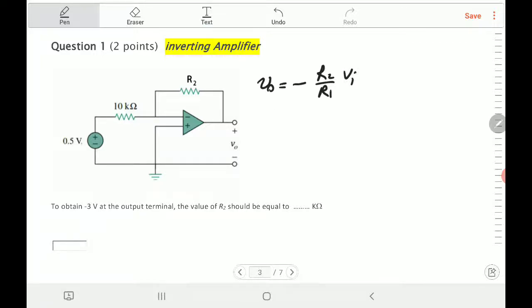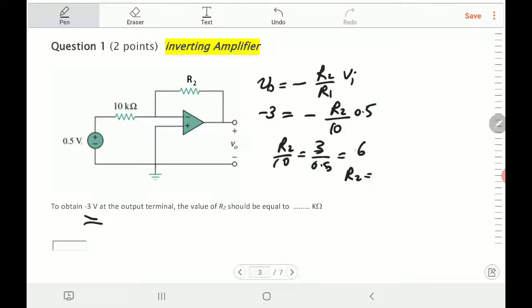The question wants the output to equal -3. So I say -3 volts is equal to minus R2, which is not given, divided by R1, which is equal to 10, multiplied by the input voltage, which is 0.5. Accordingly, R2 over 10 will be equal to 3 divided by 0.5, which is equal to 6. So R2 will be equal to 6 times 10, which is 60 kilo ohm. And the answer, I just put it here, 60. That's the first question. Simple. Okay, let's go to the second question.